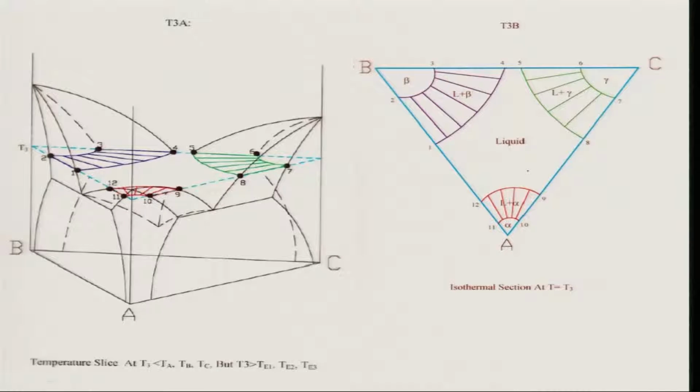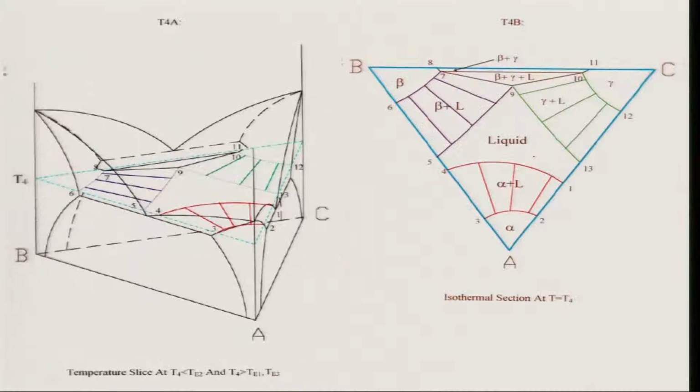Now, if you go to a temperature a little lower than that, but you still have not reached the eutectic temperature between B and C, and the temperature is still higher than any of the binary eutectics, what will happen? You have alpha, beta and gamma, three single-phase zones, and then liquid plus beta, liquid plus gamma and liquid plus alpha, and in between you have the central liquid.